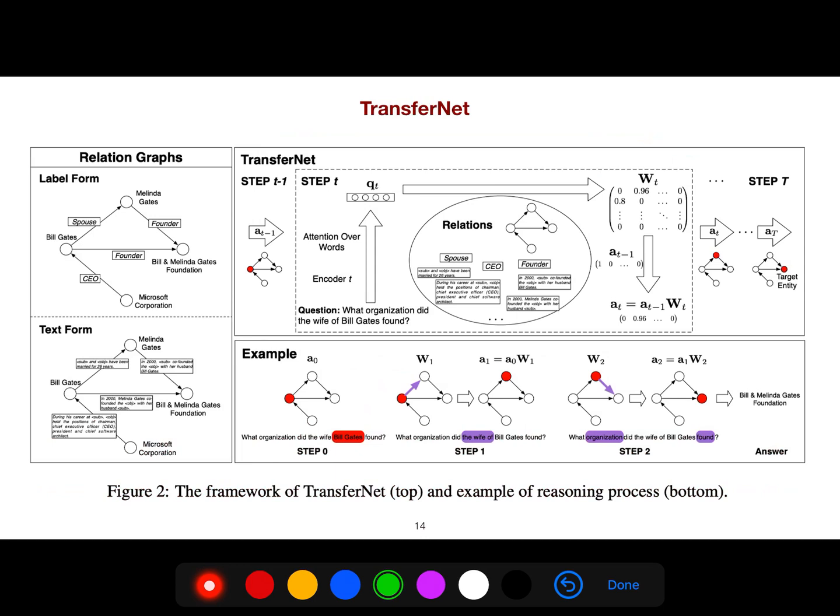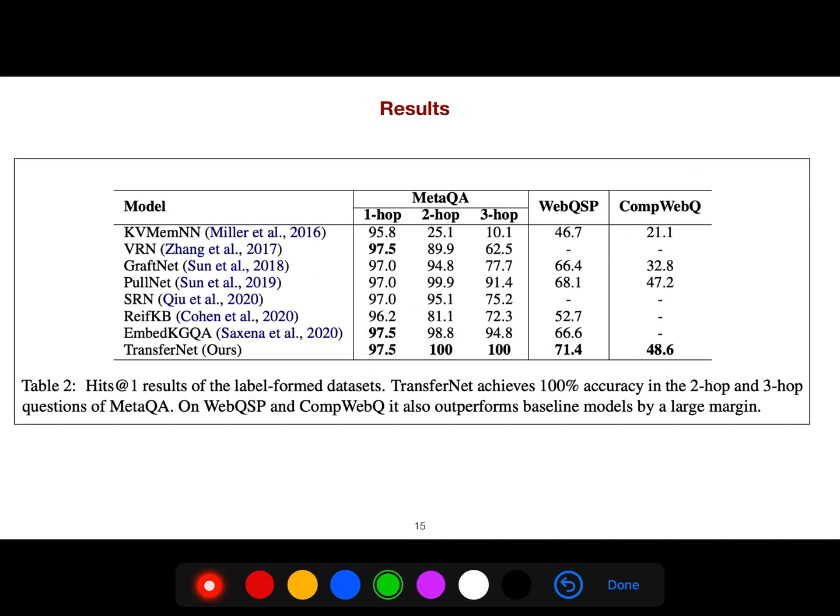So this is the architecture, and you see that it's a very interesting, easy framework. Here is that matrix that I told you, and these are the results. You see that in 3-hop, which we assume is much more difficult than 2-hop and even 1-hop, it got 62% accuracy, but TransferNet gets 100% because it's an easy model, because TransferNet is a state-of-the-art model, I guess.